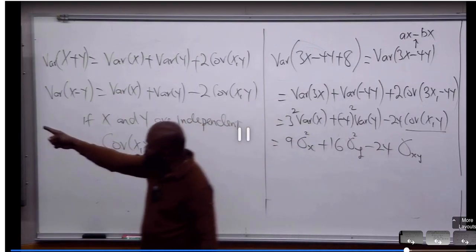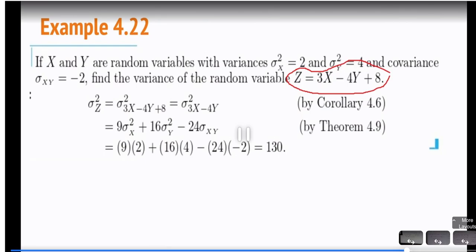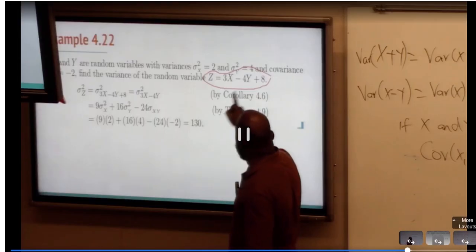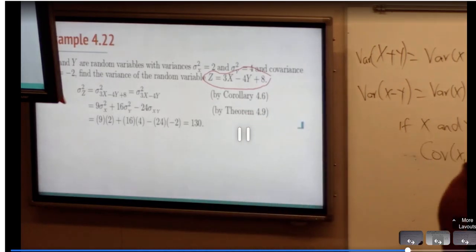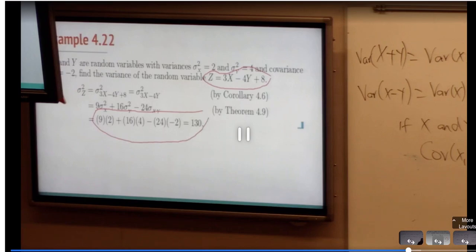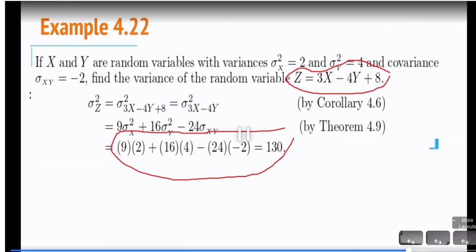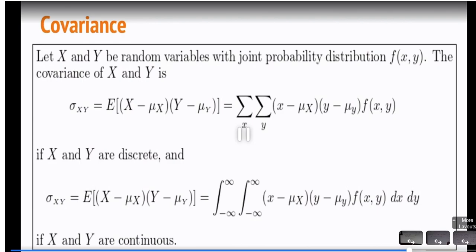What you just need to do is, you've been given all of that. You just start plugging them in. Okay, 2, 4, negative 2. By the time you plug them in, you see what you got at the end of the day? Oh my God, you are done with that. Is that not super cool, right? That's how to do it. Now I'm going to move on.